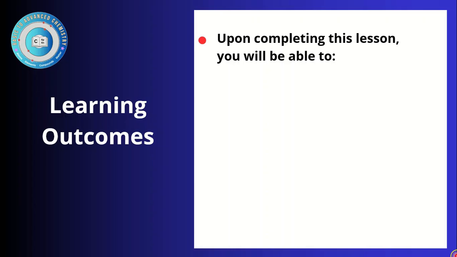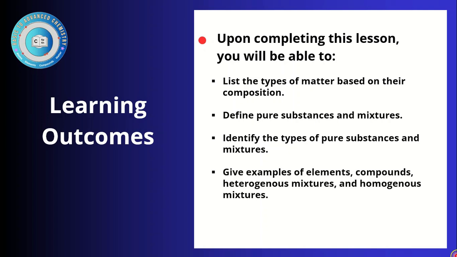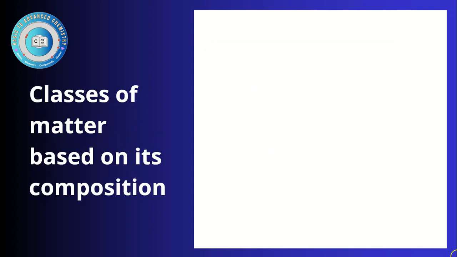Upon completing this lesson, you will be able to list the types of matter based on their composition, define pure substances and mixtures, identify the types of pure substances and mixtures, and give examples of elements, compounds, heterogeneous and homogeneous mixtures. Let us start our lesson, classes of matter based on its composition.